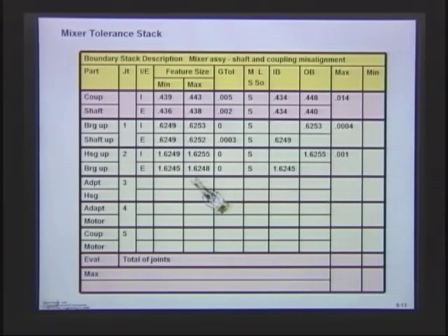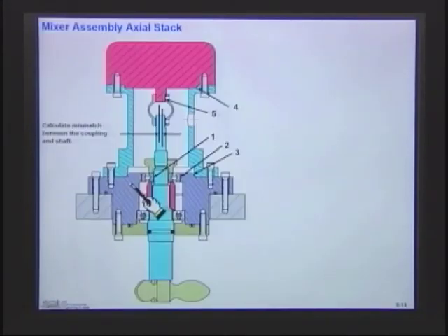All right, now let's take a look at joint number 3. Joint number 3 was the relationship between the adapter and the housing. Now what we're going to do is find out what that joint was. And remember where our datums were.